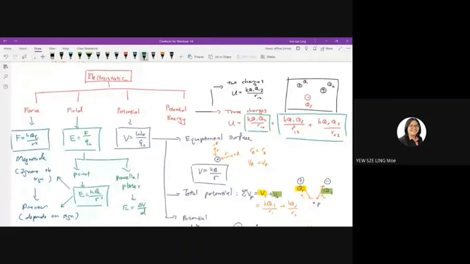Okay, you add them up. So this is from the second charge. This is coming from the third charge that you add into the system. All right, so that sums up everything in chapter 1.